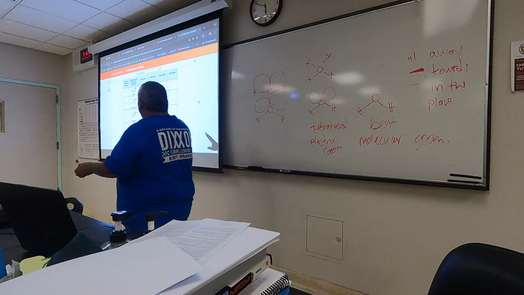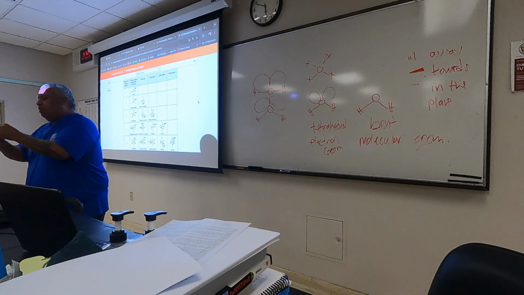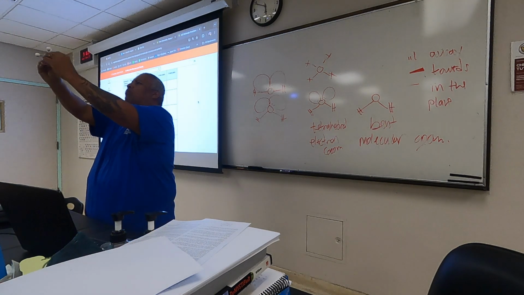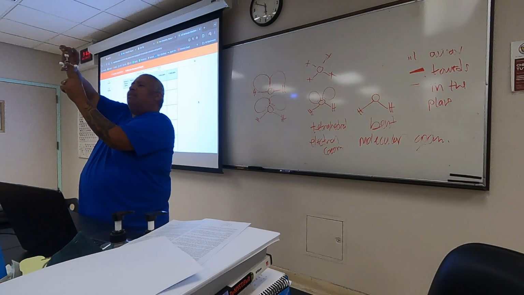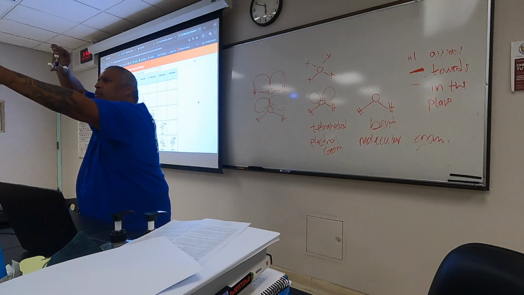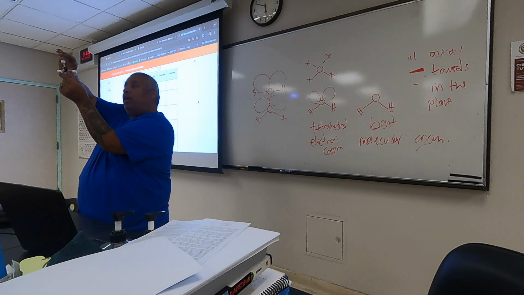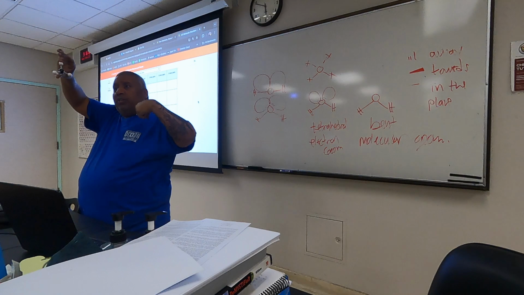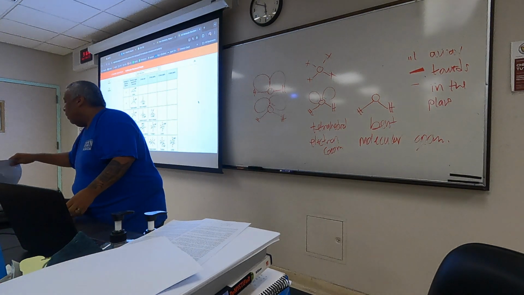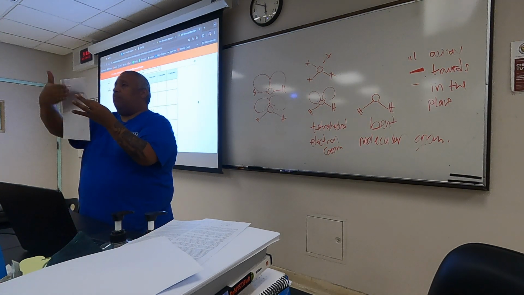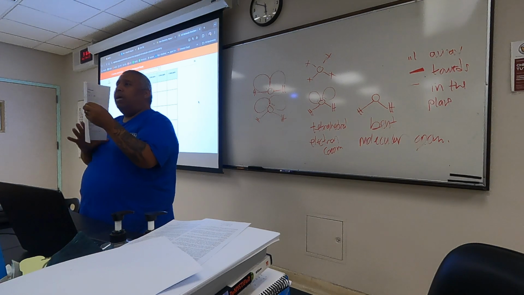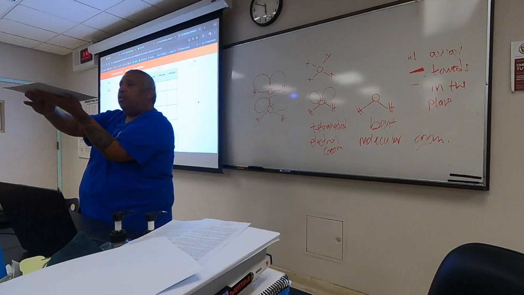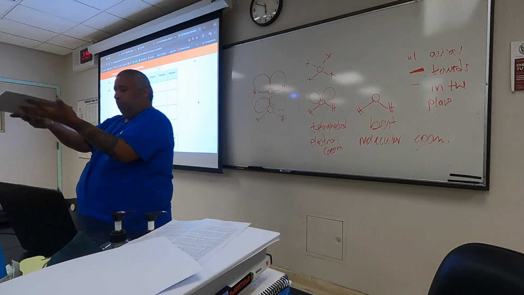Why we see these dashes and wedges is very simple. If you're looking at this structure here, this atom is kind of going towards you, so we would use a darkened wedge. And this one is kind of going away from you, so we would use a dashed wedge. If this is the plane of the paper, if I hold it this way, we're good? If I turn it this way, this is now the plane of the paper. If I turn it this way, this is the plane of the paper.